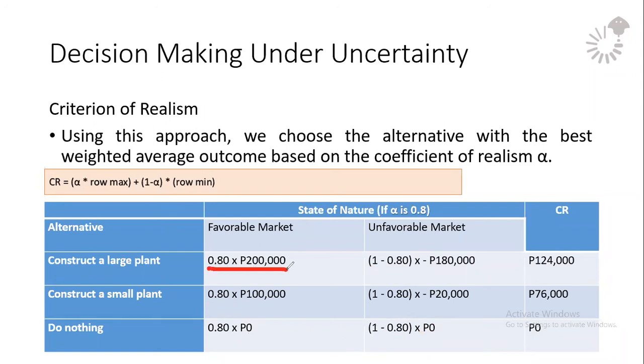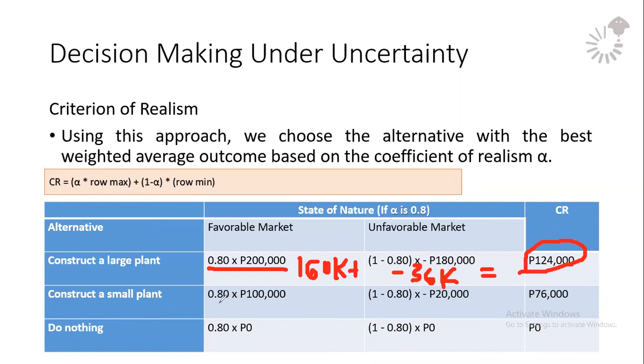So, 0.8 multiply 200,000. Can you compute? 160,000, plus 20% multiply negative 180, that is negative 36,000. So 160K plus negative 36K is 124,000.